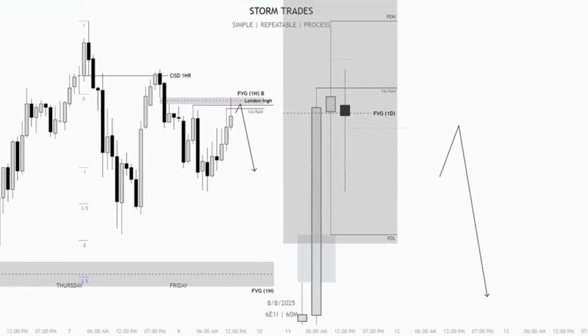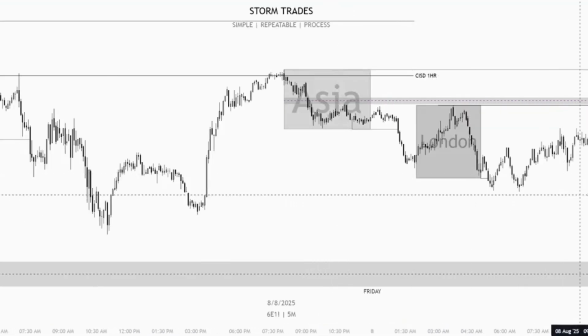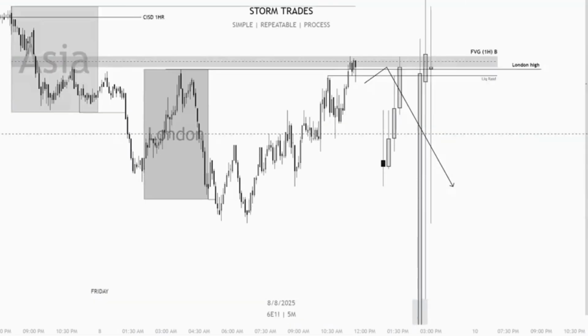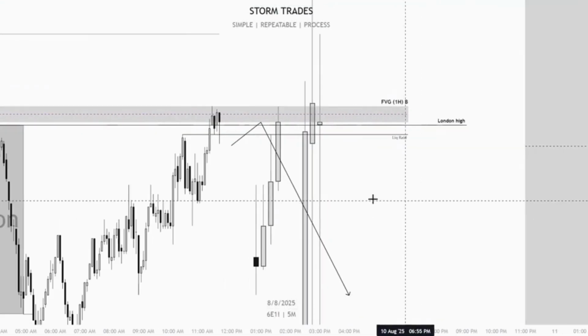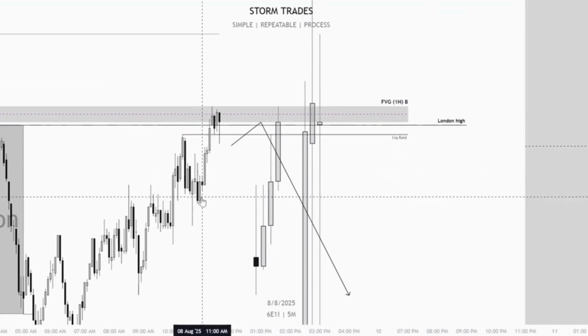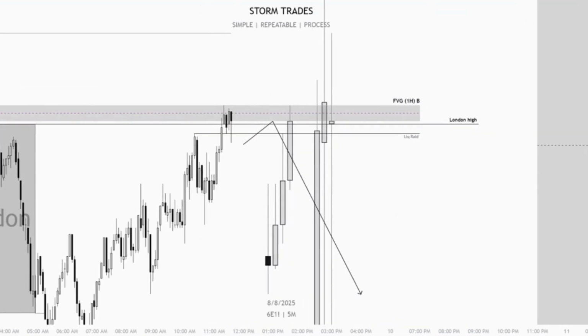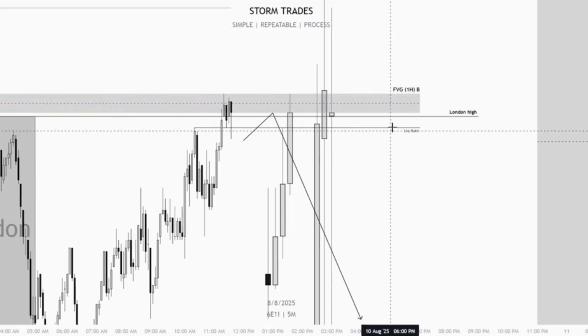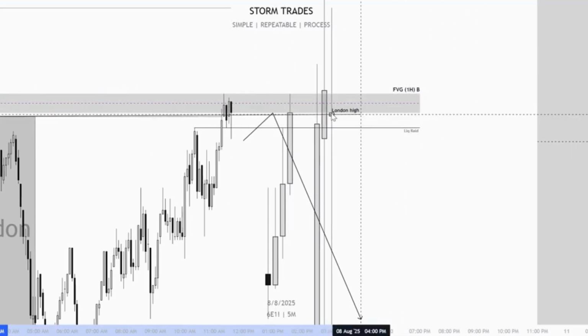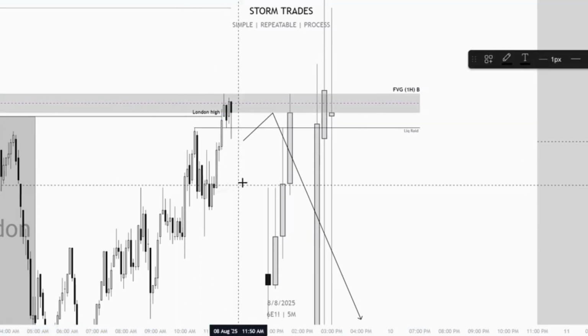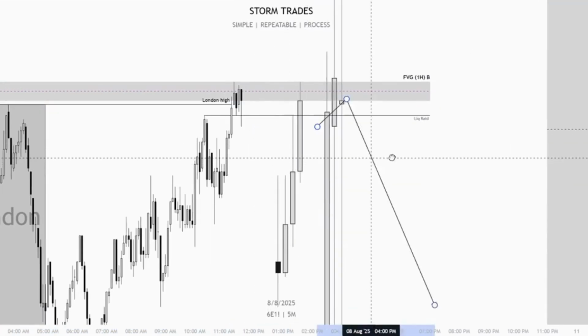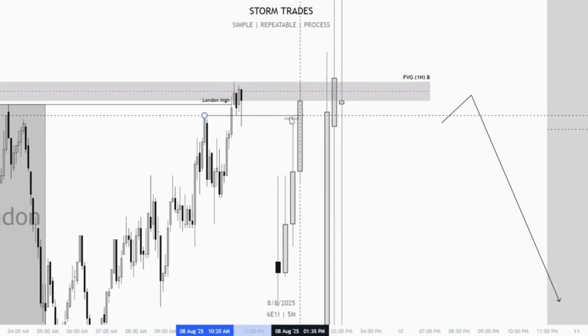So I'm going to go down to the M5 time frame. Okay, now on the M5, this is a signature in price I'm looking for. I'm looking for a manipulation or some sort of a move up to take some liquidity. In this case, check this out. We have just taken the London high, right? And I'm going to move this over. We are in the process of potentially a liquidity raid here.